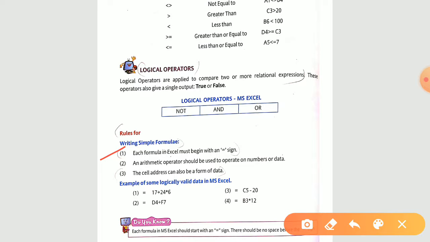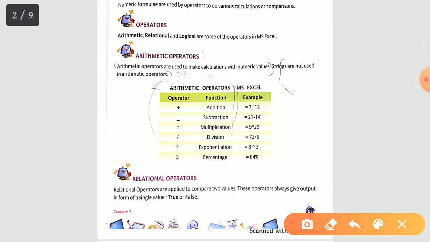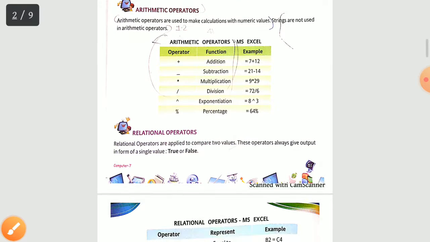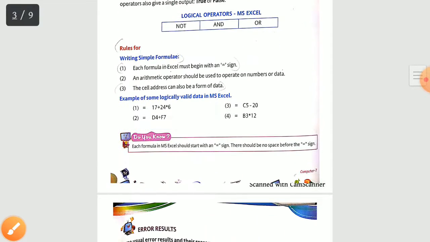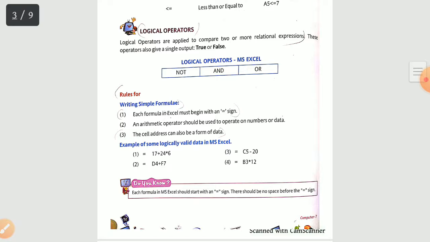You see over here, each formula in Excel must begin with an equal to sign. Okay, so every time you have to write the equal to sign at the first position. Now see the second one, arithmetic operators should be used to operate on numbers or data. Now arithmetic operators we have learned already. Now let us have a quick view. See over here. These are your arithmetic operators: addition, subtraction, multiplication, and all those things. Okay, so you can apply all these arithmetic operators on your numbers or data to perform a specific operation.